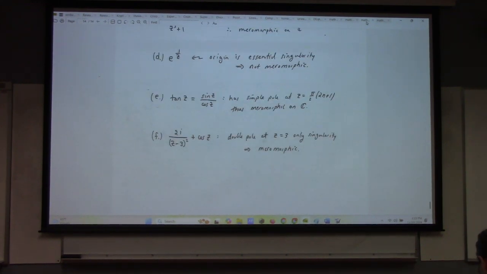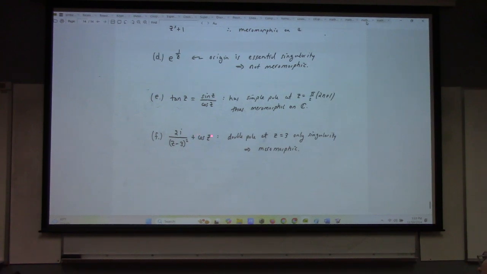This one here, tangent z, has a simple pole at wherever the cosine is 0. It's simple because sine is non-zero wherever the denominator is 0. And so that is meromorphic because these are isolated. However, if you were to look at the extended complex plane, it would no longer be the case because there are infinitely many of them in a neighborhood of infinity.